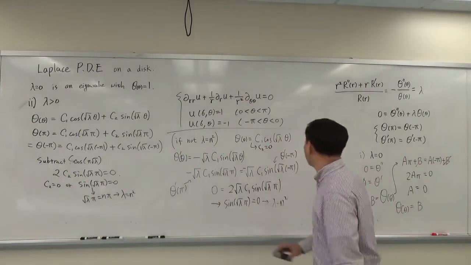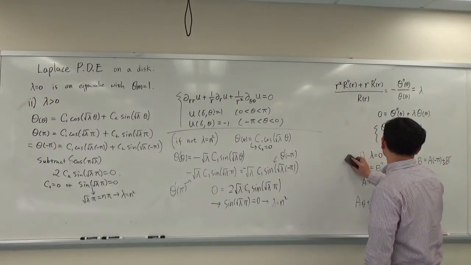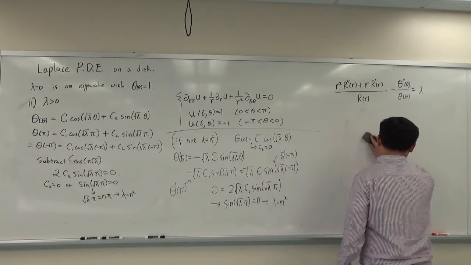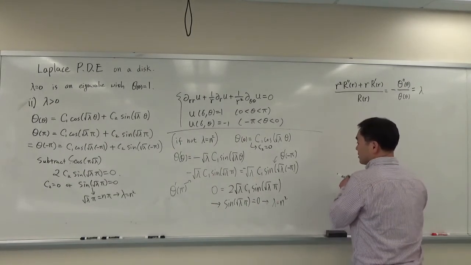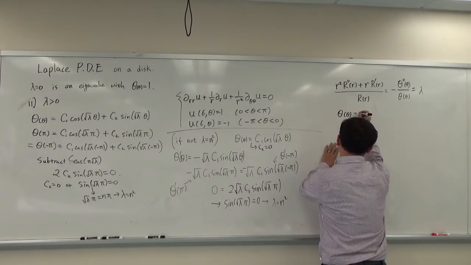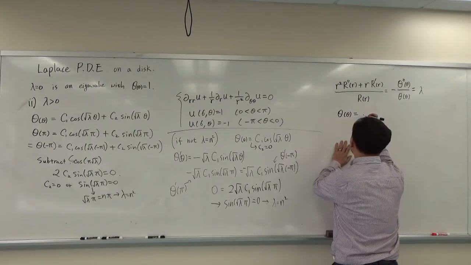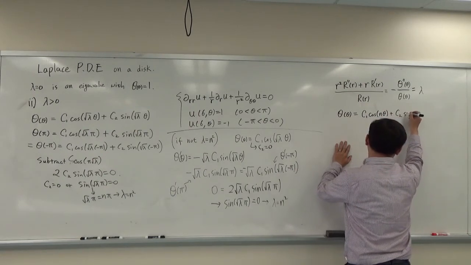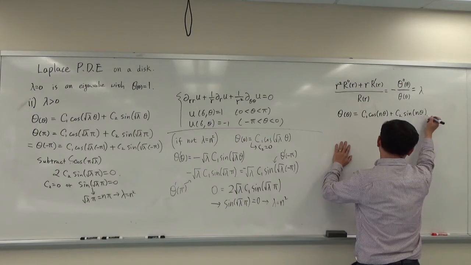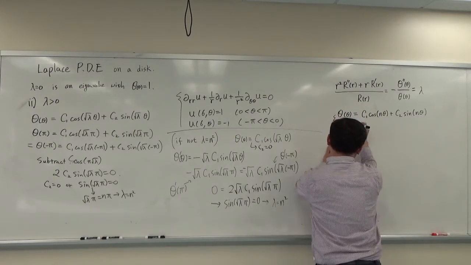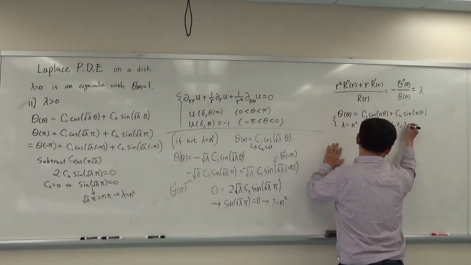So after all this work, let's summarize the answer for theta. Okay. We did so much work, but here's what we have. So theta of theta is some constant times cosine of n theta plus C2 times sine of n theta, with lambda being n squared, n equals 1, 2, 3.